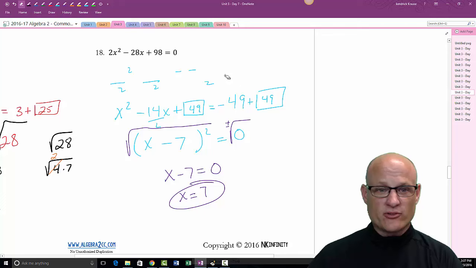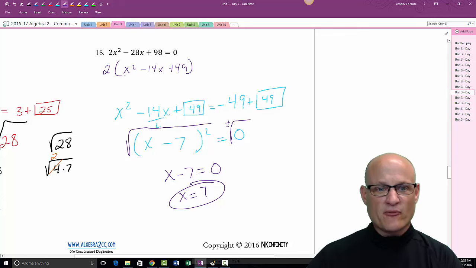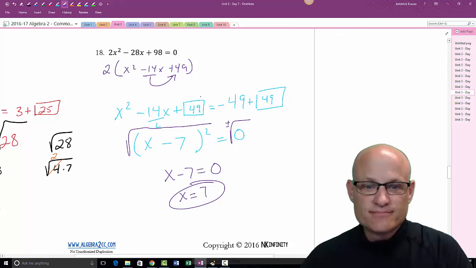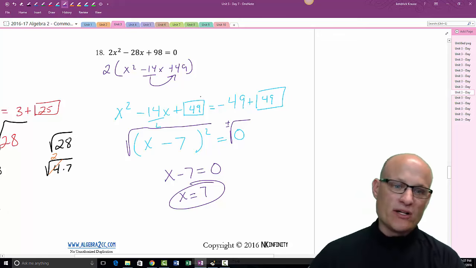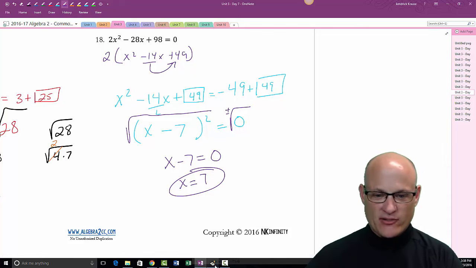Let me go back to the original, just for fun. Let's take out a 2. This probably was factorable. X squared minus 14x plus 49. That's a perfect square trinomial. Half of this squared is that. I didn't need to go through all that. That already was a perfect square trinomial. No worries, mate. We still got the same answer.